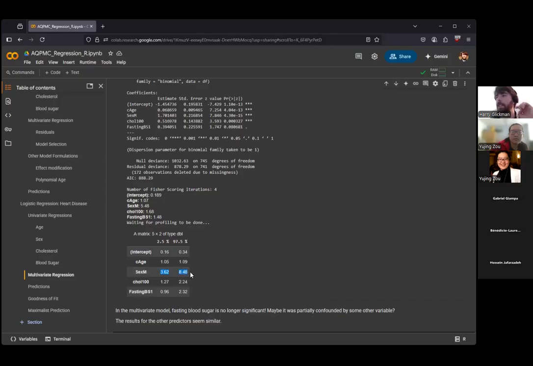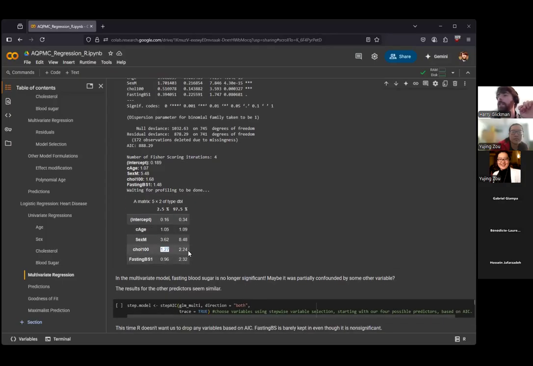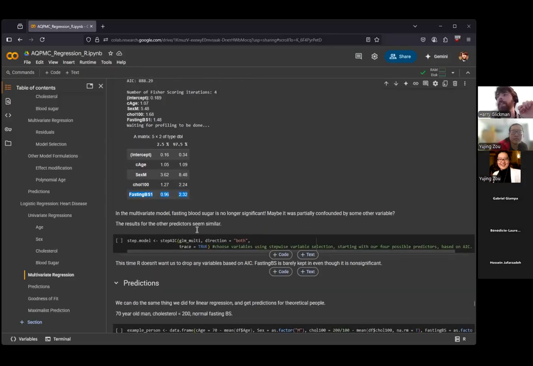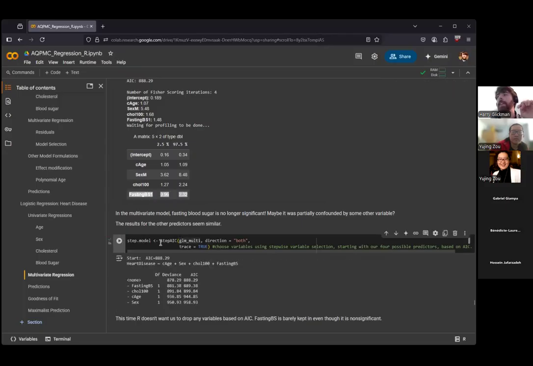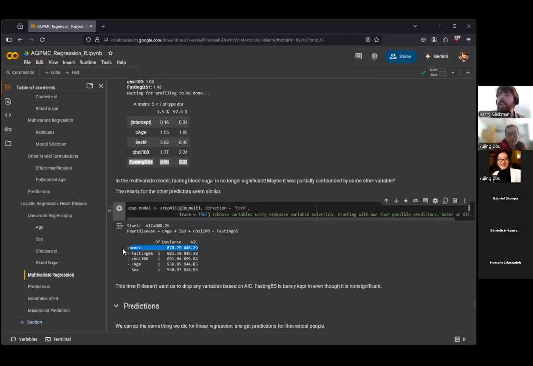And then, sex has this huge effect, age has this huge effect, even though the numbers are small. You have to remember this is for 1 year and it's compounding. And cholesterol has a pretty big effect too, although we're not seeing much of an effect for blood sugar in this multivariate analysis. And you can do step AIC again, and in this case, it's going to tell you that all the variables matter. So even though blood sugar was not significant, we keep it in according to this AIC measure.